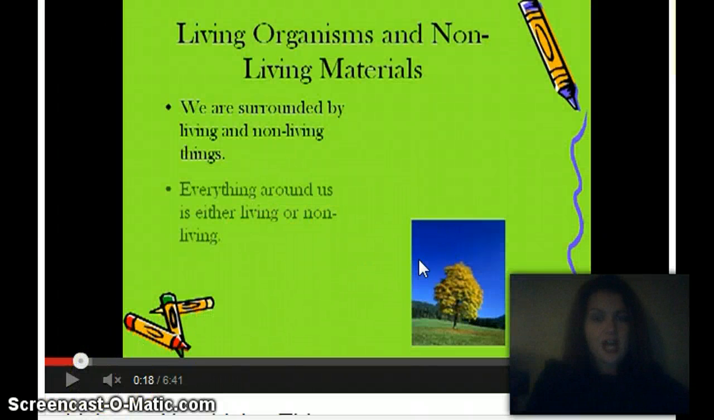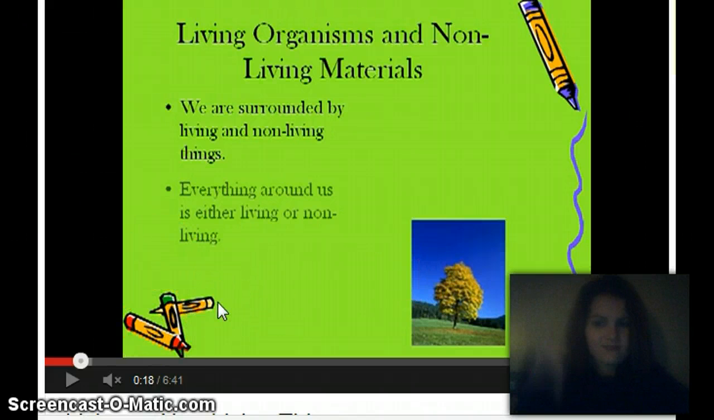Living organisms and non-living organisms. We see them all around us, living and non-living things in our everyday lives. So everything is either living or non-living. So, what makes something living or non-living? Right? You're asking yourselves, what's living, what's non-living? Living and non-living, they kind of sound similar. They both have living in it. So what makes something living and non-living?